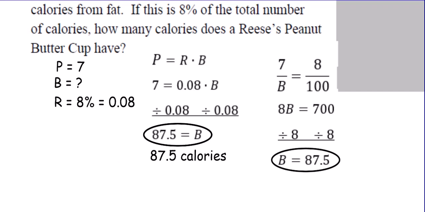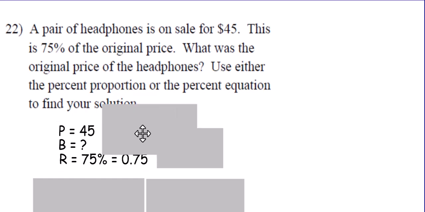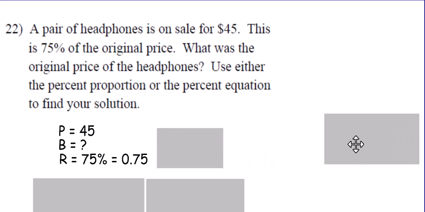All right, our final example that we have here, number 22. A pair of headphones is on sale for $45. This is 75% of the original price. What was the original price of the headphones? This is something we're going to see later on in this unit as well when we do some discount, sales tax, types of problems. Our percent is clearly 75%, so R is 75% or 0.75. 45 is the part. It's the part of the price that you pay. We're trying to find the original price, which is the whole, the total, the base in this case. So the base is what we do not know.